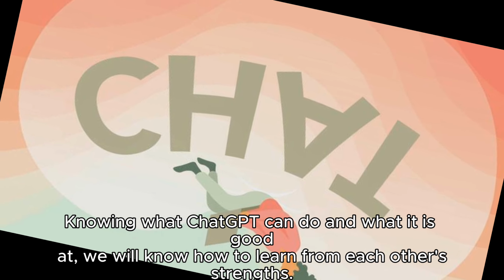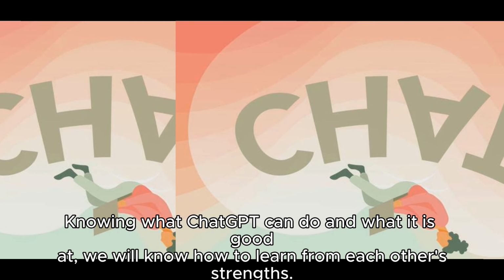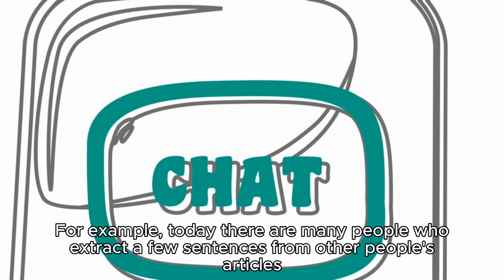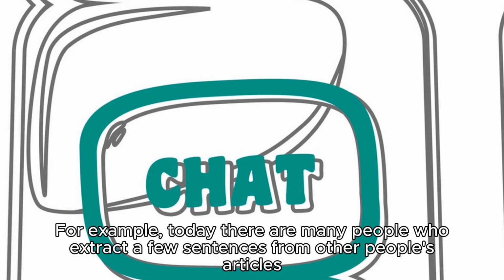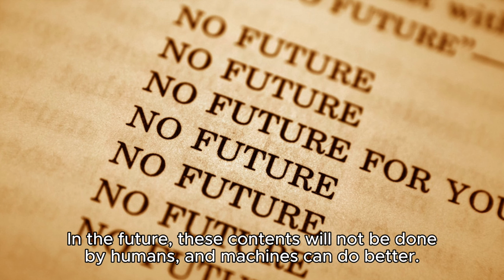Knowing what Chat can do and what it is good at, we will know how to learn from each other's strengths. For example, today there are many people who extract a few sentences from other people's articles and make a short video to earn traffic on Douyin. In the future, these contents will not be done by humans, and machines can do better.